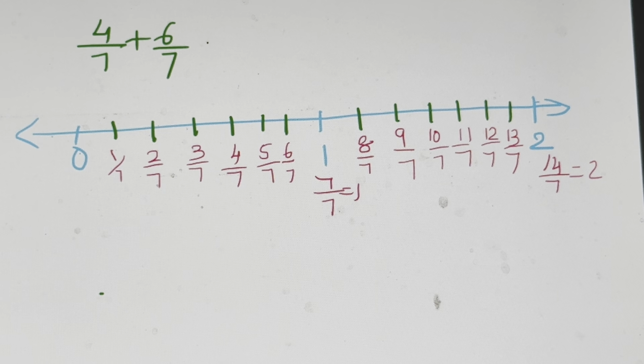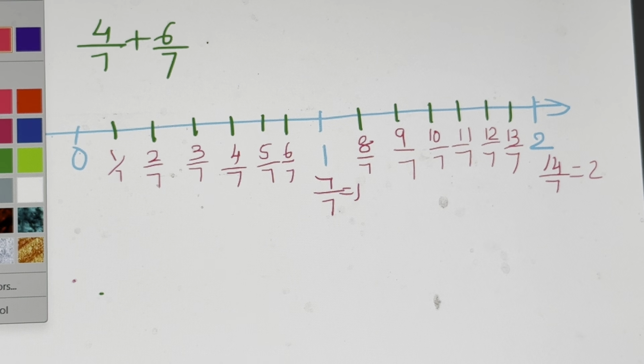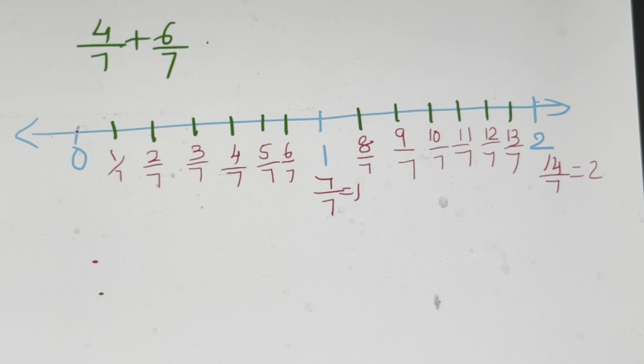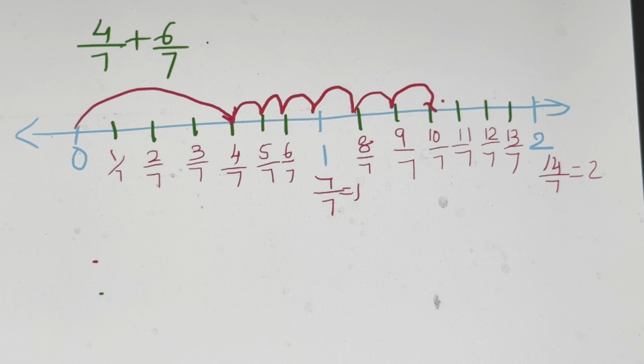Now how do we add this? First is 4/7. So you start from 0 and directly reach 4/7. Now we are adding, so we will jump to the right side of 4/7. We are adding 6/7, so we'll jump 6 times. 1, 2, 3, 4, 5 and 6. So where do we reach? 10 upon 7. So the answer is 10 upon 7, right?